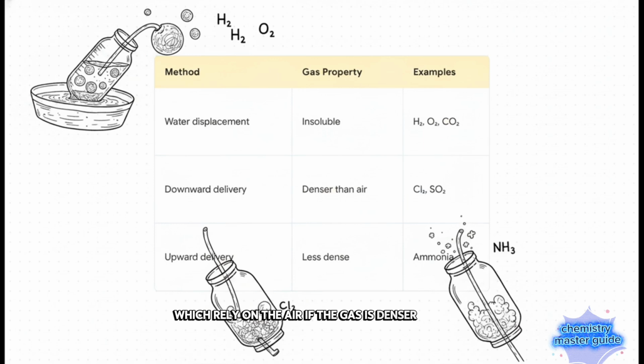If the gas is denser than air, meaning its mass is over 30, like chlorine or sulfur dioxide, we use downward delivery. We literally pipe it into an upright jar, and because it's heavy, it sinks straight to the bottom, physically pushing the normal, lighter air up and out the top.